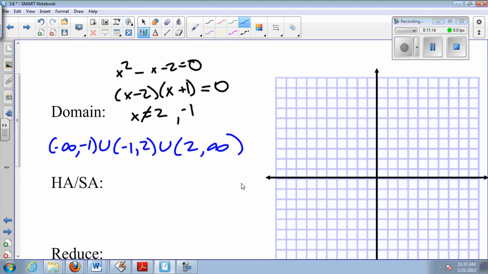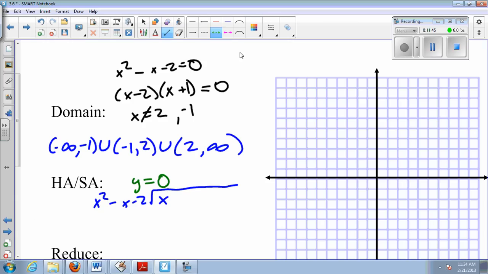Our horizontal asymptote, we had to divide x squared minus x minus 2. Oops, nope, wrong way. Numerator in the box, dividing by the denominator. But we see we're dividing by a larger power than x. Nothing can go in. So our horizontal asymptote occurs at y equals 0, because you cannot divide this. So we draw in our line y equals 0, which is the x-axis.